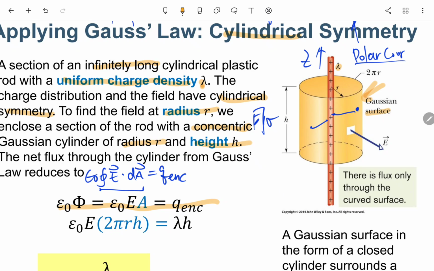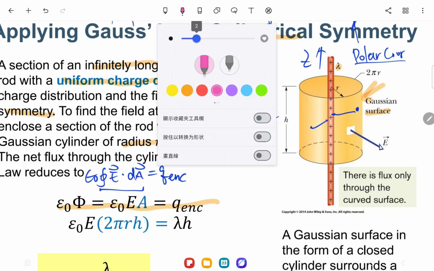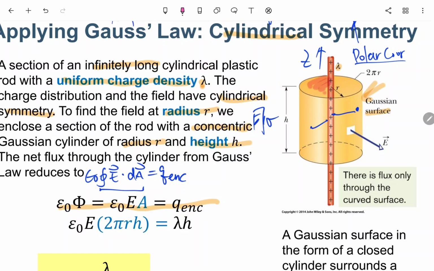Of course there are three surfaces: the top one, the bottom one, and the side. The top one will be clearly zero, so the integration of E dot dA for this part must be zero. The integration of E dot dA for the bottom part should also be zero, because the E field is perpendicular to dA. So the remaining part is the side.